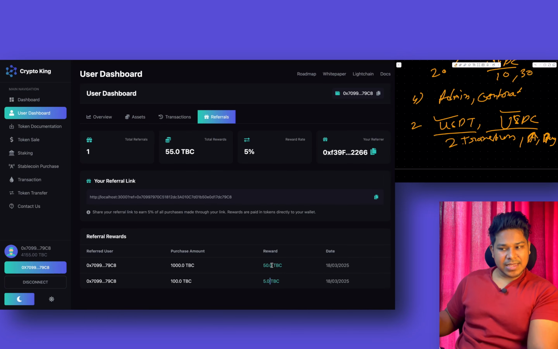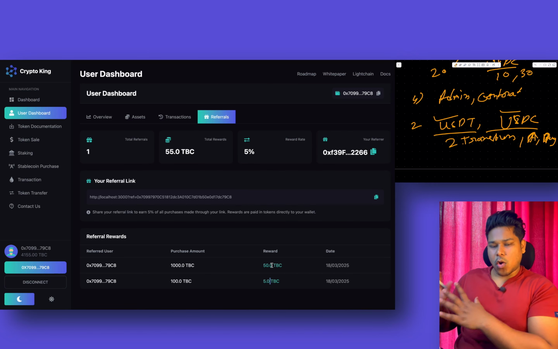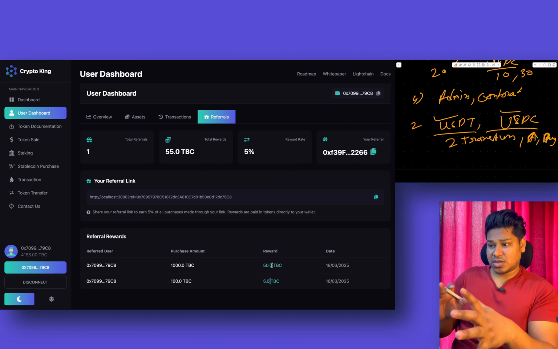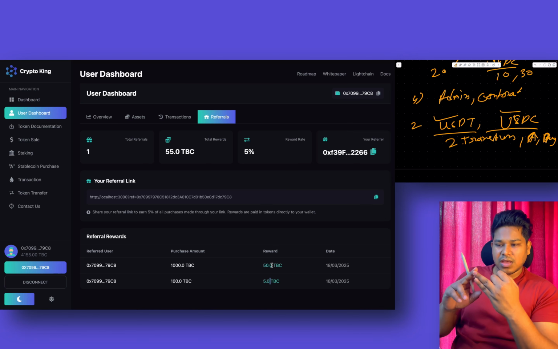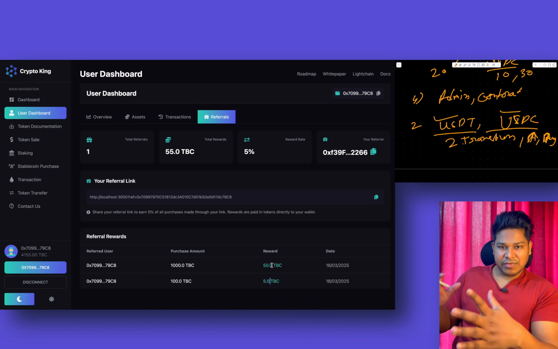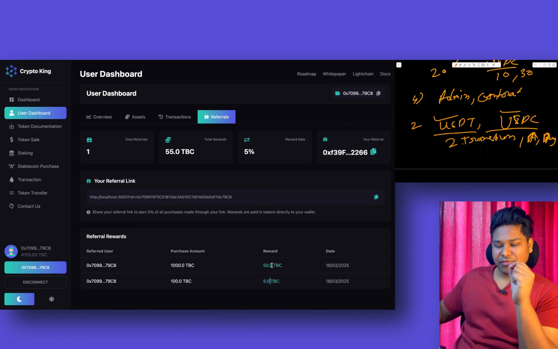I hope you can understand how we are keeping track of the entire transaction and distributing the data evenly into all the addresses and the contract, to every single feature we have included, because it's not a single business model we are following. We are following staking, referral, buying stablecoin, buying with USDT. So this is a very important architecture which you have to understand. So I hope you have got the point of how this entire buying feature would work.